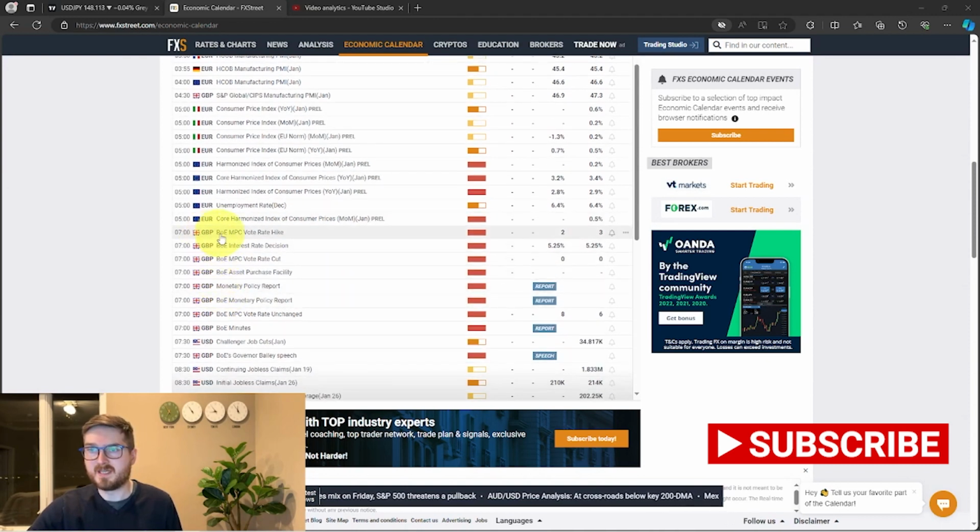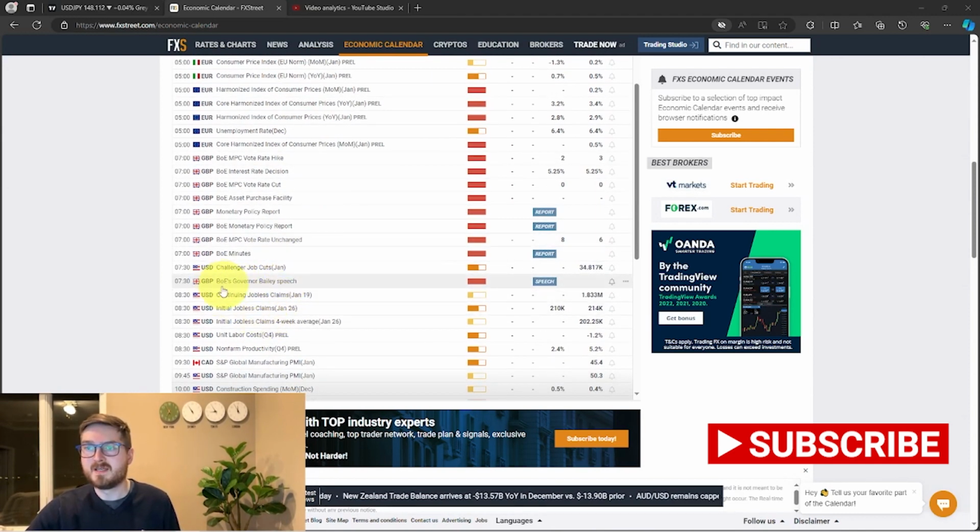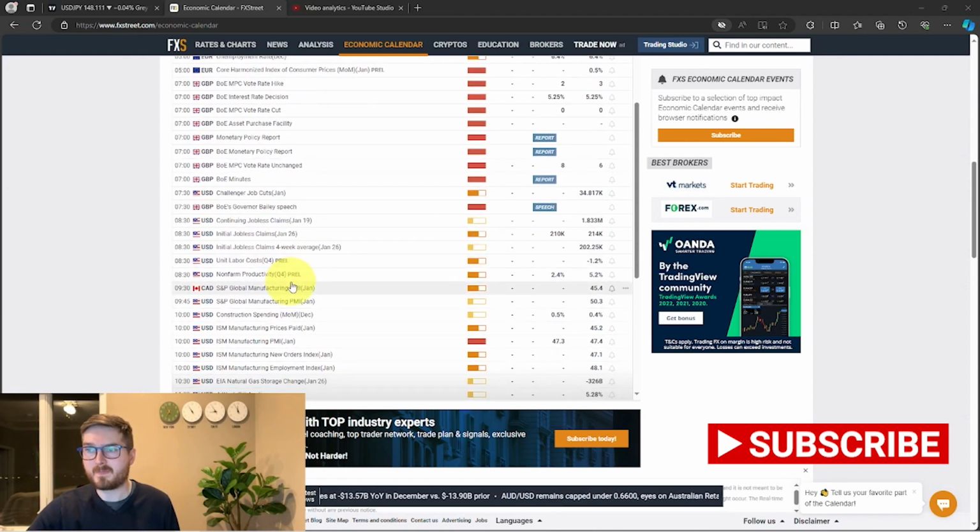And then we also have the British pound on February 1st, Thursday. Bank of England vote for the rate hike. The Bank of England interest rate decision. Bank of England rate cut. Bank of England asset purchase facility. Bank of England monetary policy report. Bank of England MPC vote rate unchanged. And the minutes from the Bank of England. So that's all for the pound on Thursday, February 1st. Watch out for that. And watch out for the Bank of England Governor Bailey's speech, also on February 1st.